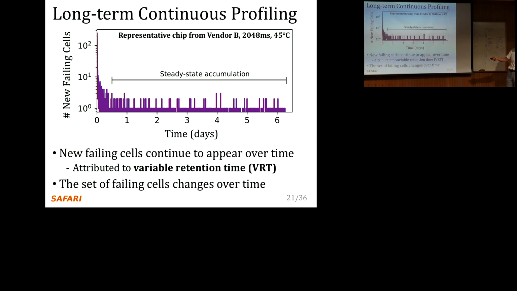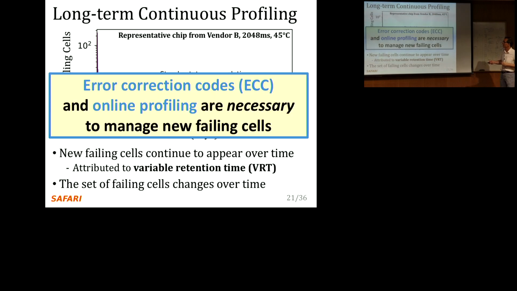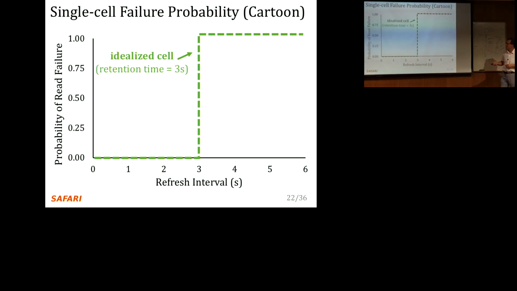As you can see, there's usually one cell that is failing pretty frequently, and it's very constant. So this means that you cannot just keep testing and figuring out all the errors, because you'll always get a cell failing going into the future. New failing cells continue to appear over time. And the set of failing cells changes over time also, actually. I think this was well known before, but error correcting codes and online profiling are necessary to manage the new failing cells.